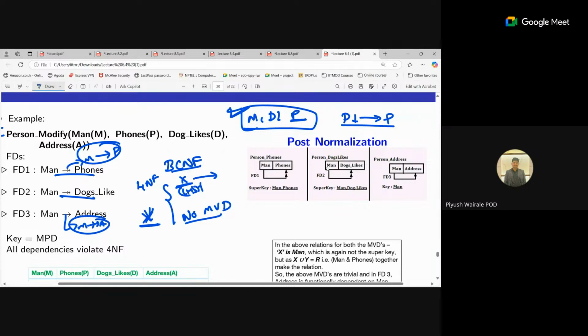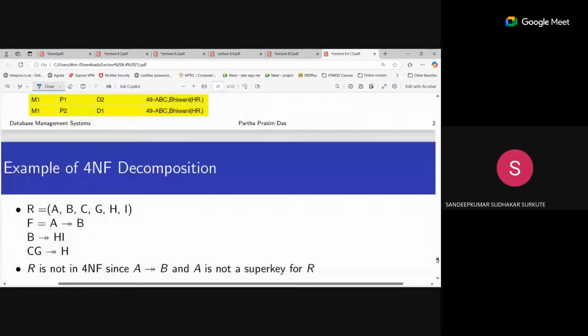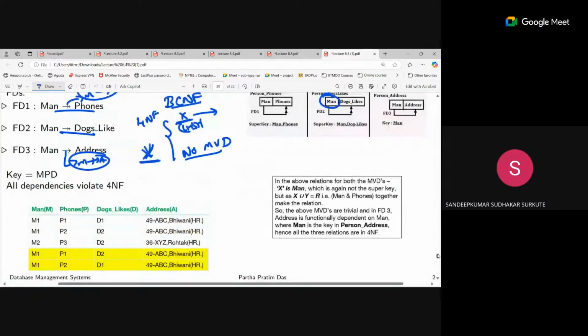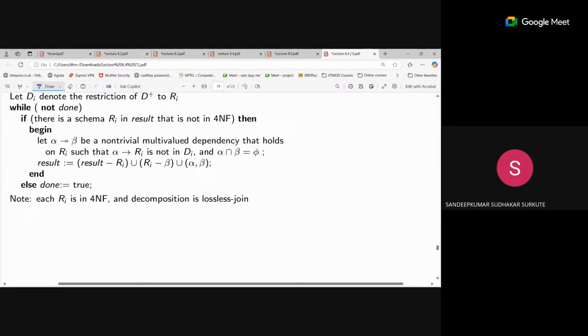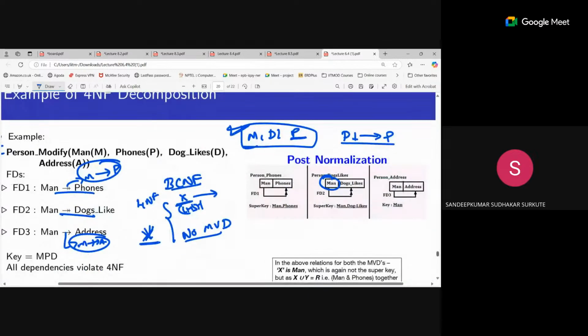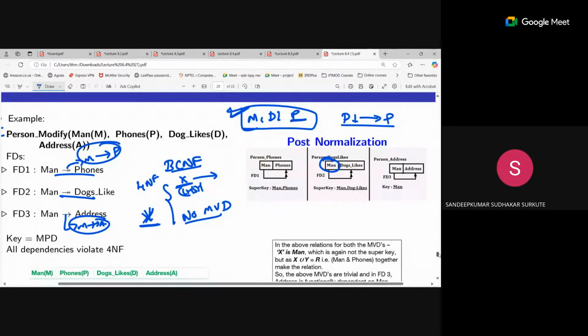So you are asking why man is not a key here, right? No, my question is about checking the second condition of 4NF. Let's say we don't know whether it's BCNF or not. The 4NF conditions say if there is an MVD, it should be trivial. And the second condition is, if alpha multi-determines beta, then alpha should be the key.